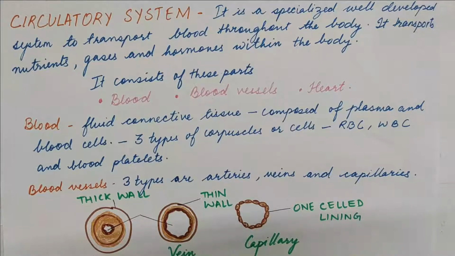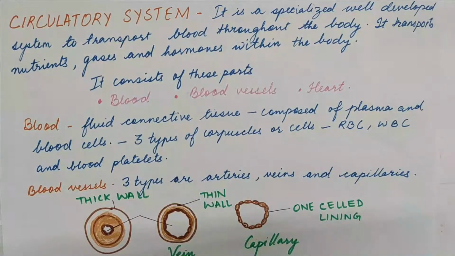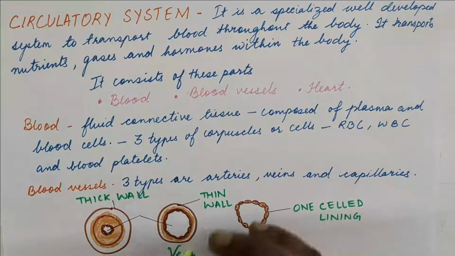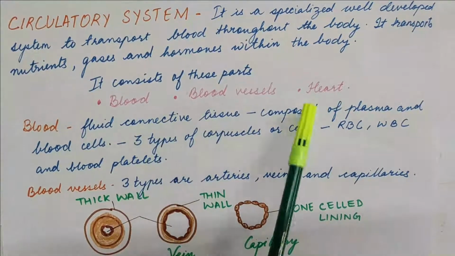Now when we talk about this system, there are three parts that are important, that is blood, blood vessels and the heart. The circulatory system is a specialized, well-developed system to transport blood throughout the body, and it consists of the blood vessels and the heart.